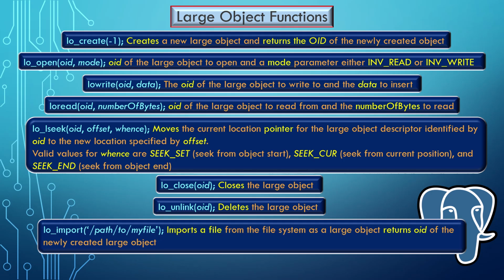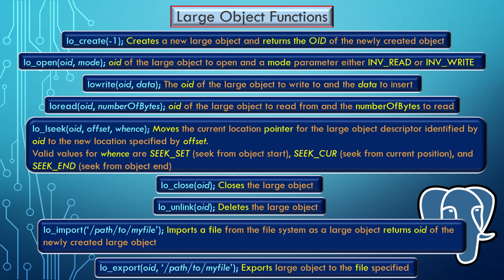lo_import imports a file from the file system as a large object and returns the OID of the newly created large object. lo_export exports the large object to the file specified.